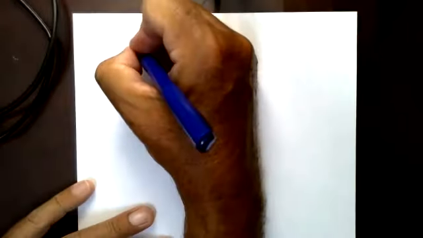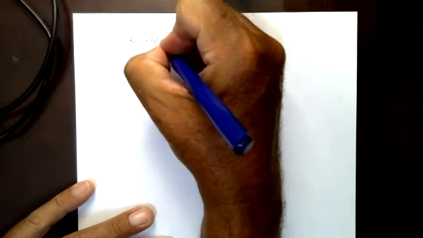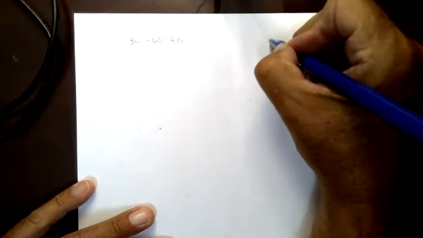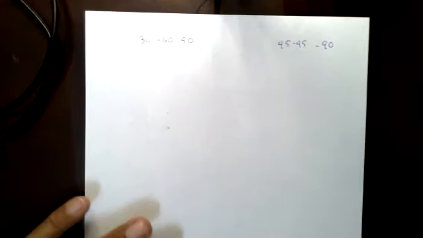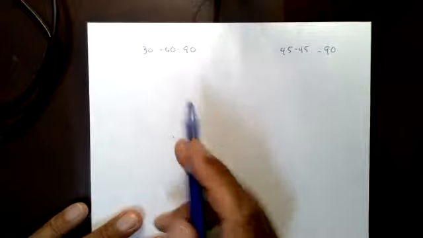All right, so what I want to take a look at right now is what's the origin of the 30, 60, 90 and the 45, 45, 90 triangles. Okay, so let's take a look at the 30, 60, 90 first.